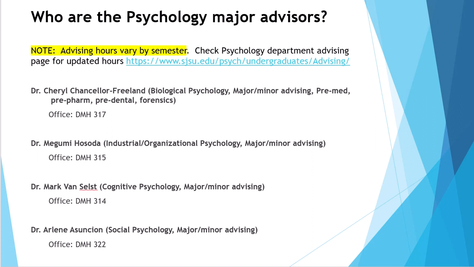One thing I also wanted to point out is if you are interested in medical school, pharmacy, dentistry, or forensics, the advisor you might want to talk with is Dr. Chancellor Freeland. She is an expert in those areas in terms of the kinds of courses you need to take in order to apply to those types of programs. So if those are your interests, then Dr. Chancellor Freeland is the person to talk to. Otherwise, you can talk to any one of us to help you with your questions.